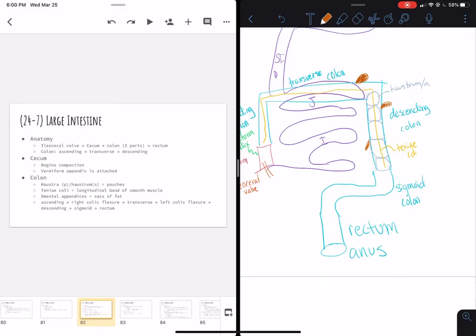So anyway, we call these omental appendices. They're not part of the omentum, but they're like additions of the omentum that weren't already attached to the omentum. They're attached to the large intestine.